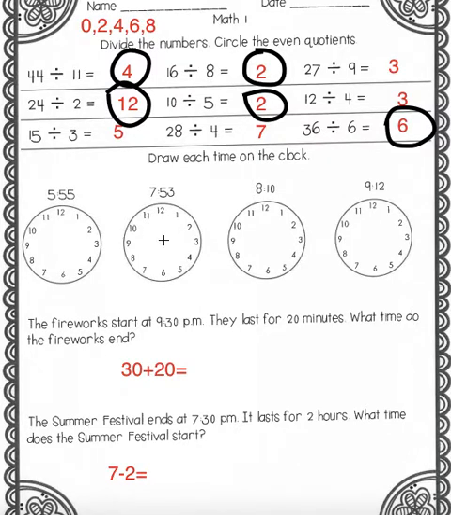So the small hand would be between the 7 and the 8, almost at the 8, and the large hand would be between the 10 and the 11. The next time we have here is 8:10.